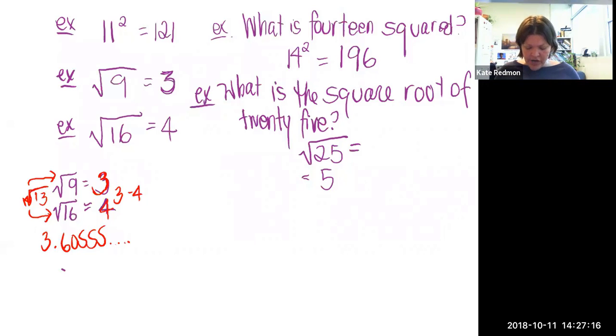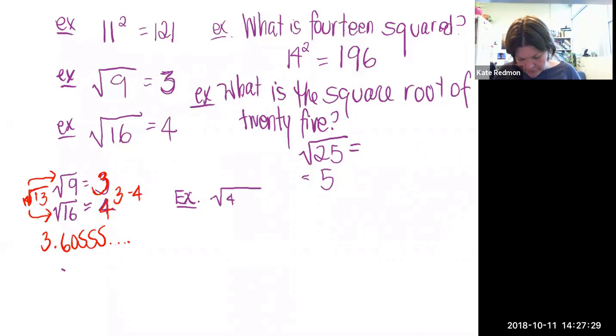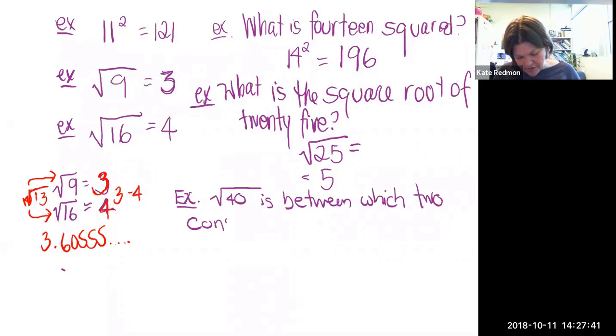Okay, so let's try estimating some more. So let's get out some examples here. Say the square root of 40. If you saw something like this on the GED, I would expect it to be on the non-calculator section. But this skill is also useful in multiple choice questions, okay? So the square root of 40 is between which two consecutive integers?